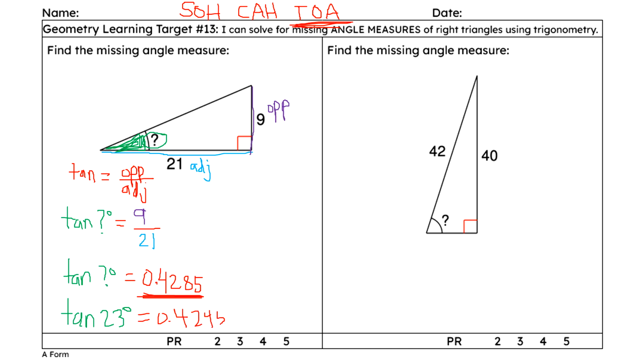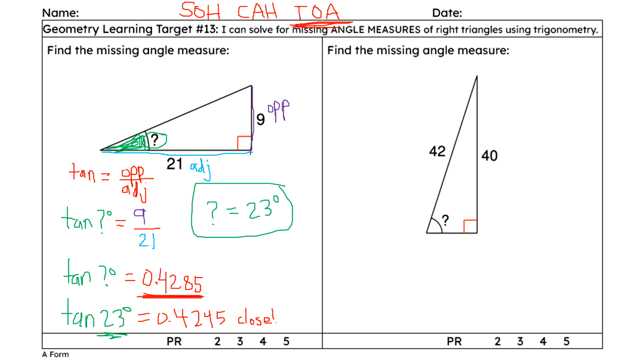4245. And that is really, really close. That's as close as we can get. So we're going to approximate this missing angle measure at about 23 degrees. It's going to be a little bit off from that, but hey, it's pretty darn close. So that angle measure needs to be about 23 degrees because that is the tangent ratio that's really close to the one that I calculated.